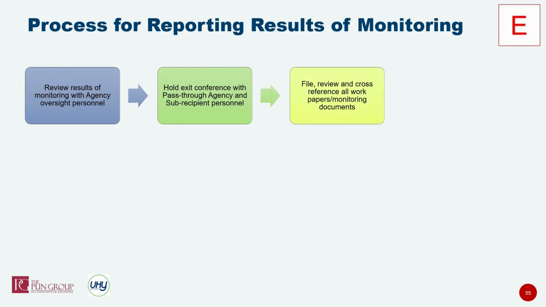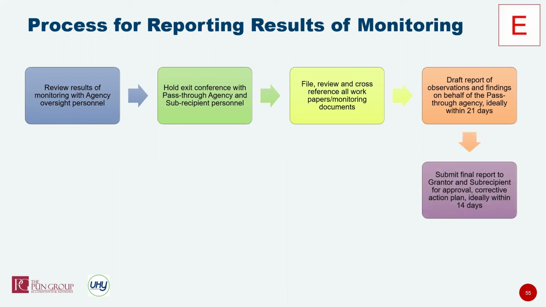Third is to do a file review, cross-reference all work papers and monitoring documents. We ensure that our working papers are all signed off and reviewed before we do any kind of scanning or uploading to our pass-through agency clients. We will generally draft the report of any observations and findings on behalf of that pass-through agency, ideally within 21 days of completion of the site visit, or in case of desk review, if we found anything on the desk review. Usually those are lower risk, so we often don't have findings there.